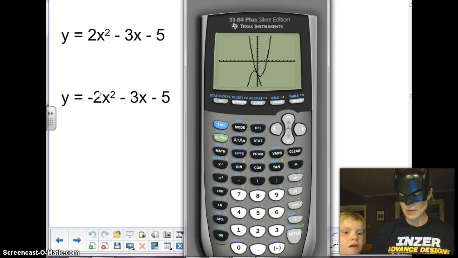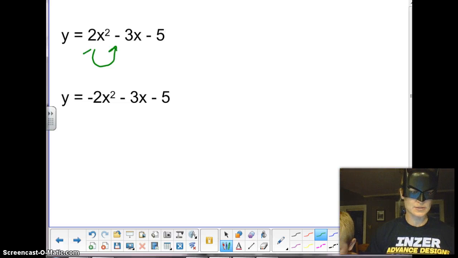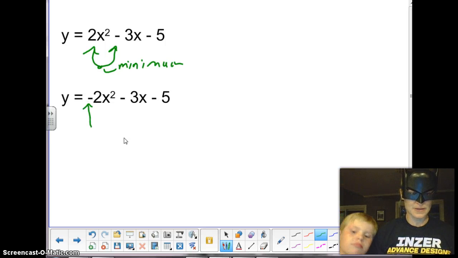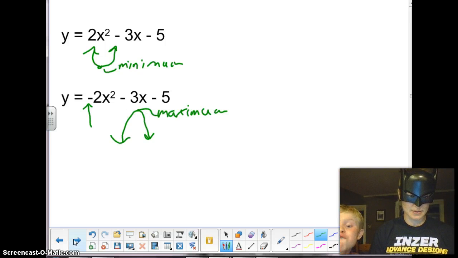That one's negative. So when we have a positive 2, the parabola is going to look up like this. Therefore, it's going to have a minimum. If it has a negative, that means it's going to go down like this, saying that it has a maximum. So what we need to know is when this coefficient of x squared is positive, it has a U up with a minimum, and if it's negative, it's an upside down one with a maximum. Okay? All right, let's look at another set of graphs.